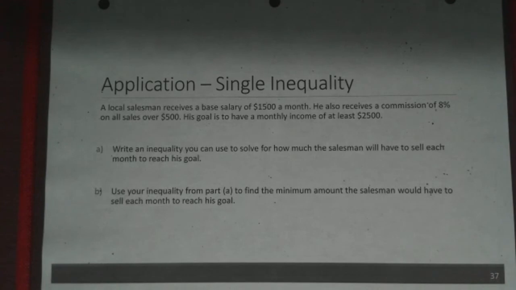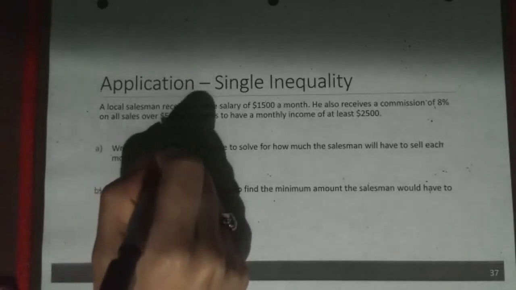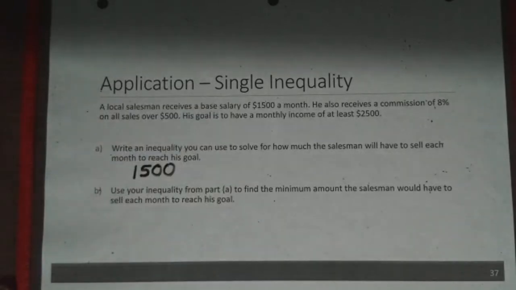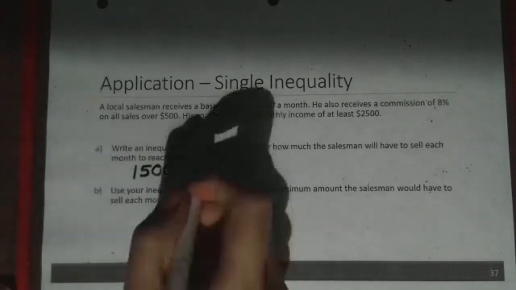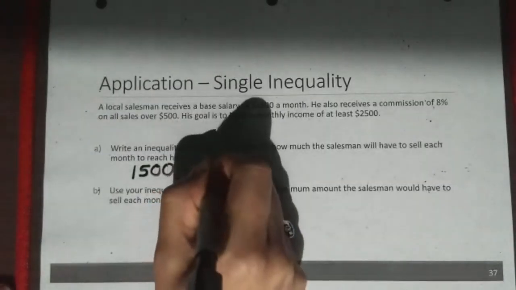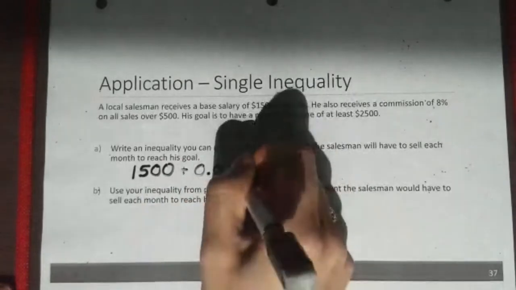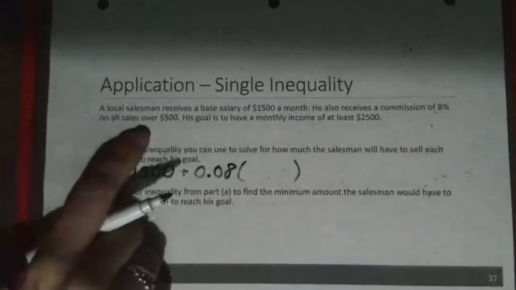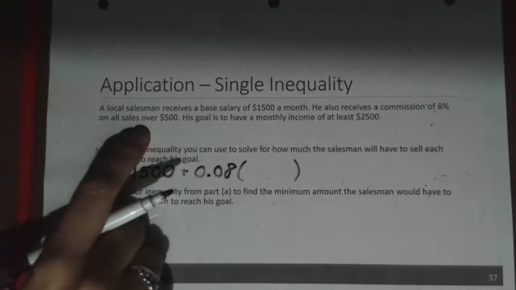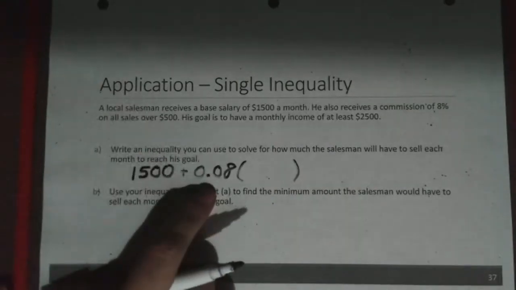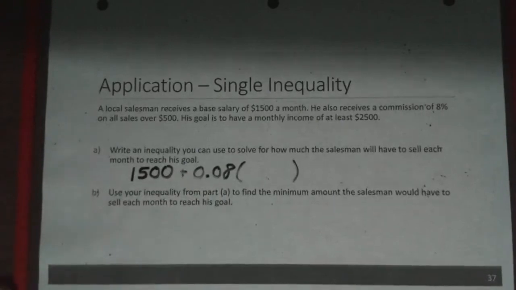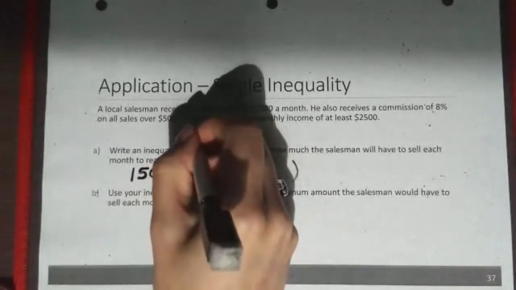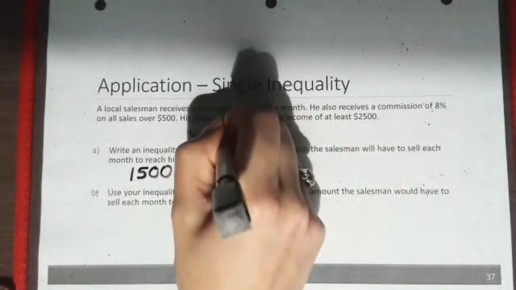All right, so first up, he gets a base salary of $1,500. He gets that no matter what. But he also gets commission of 8%. So to his $1,500, he's going to get 8% of, that's when we multiply, all of his sales over $500. So the first $500 doesn't count towards this commission, but everything over $500 does. So we're going to take however much he sells. We don't know how much that is, so I'm going to call it x. x will be his monthly sales.